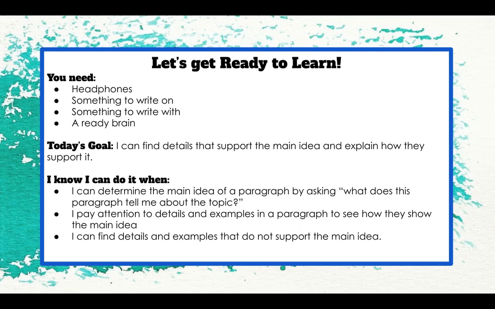Our goal today, we're going to be able to find details that support the main idea, and we're going to explain how they support the main idea. What do they do that makes us understand the main idea more? So we've been focusing on what is the main idea, and today we're going to be focusing on what are the pieces and choices the author made when they built their paragraph to help us find the main idea. We'll know we can do it when we can determine the main idea of a paragraph by asking ourselves that question: what does this paragraph tell me about the topic?